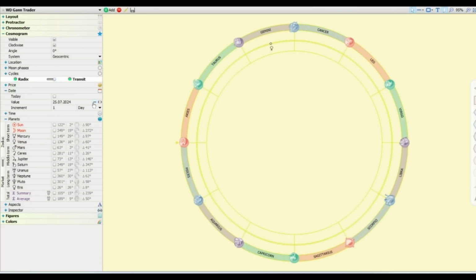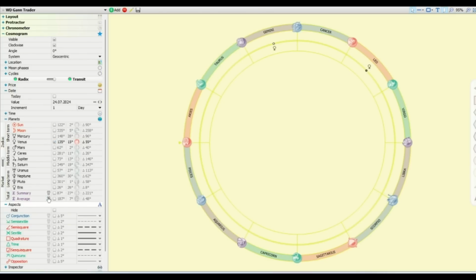Come to the date option and change it to today. In the planets option, we are going to use Venus only here too. And in the aspects option, here is our aspect section, we are going to use only the sextile option. Sextile means when two planets are 60 degrees apart from each other. This is known as orb, so change it to 2 degrees.